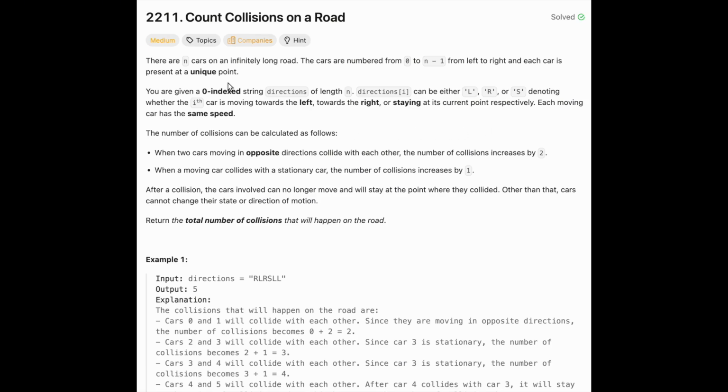So the problem basically states that there will be a road filled with n cars and each car will have L, R, or S. L means it's moving left, R means it's moving right, and S means it's just staying, so not moving right nor left. And each moving car will have the same speed. And we basically want to find out the number of collisions that there are.